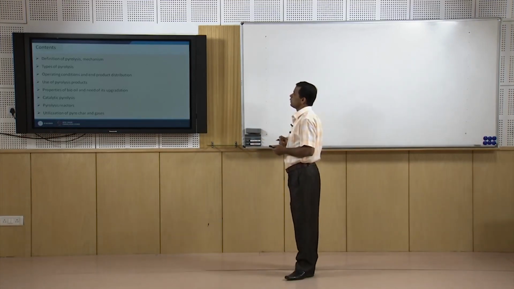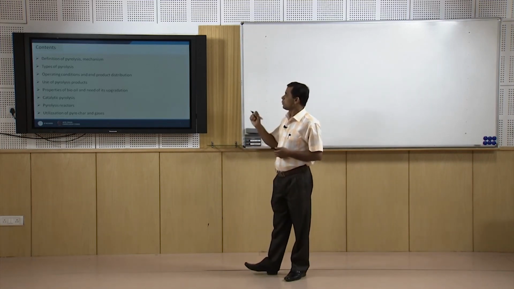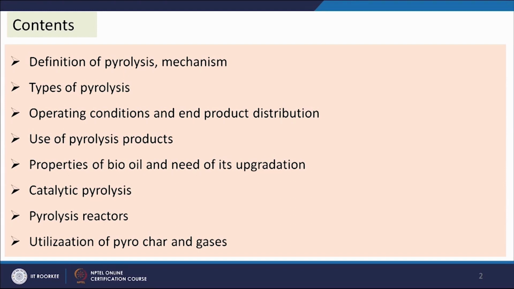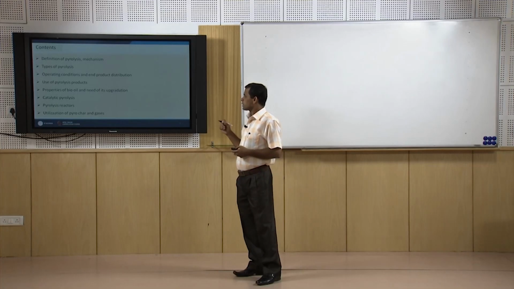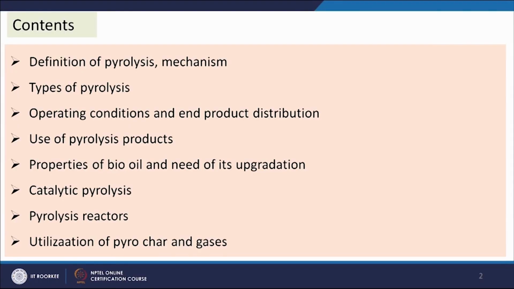In this module, we will discuss the definition of pyrolysis, its mechanism, types of pyrolysis, operating conditions and end product distribution, use of pyrolysis products, properties of bio-oil and the need for its upgradation, catalytic pyrolysis, pyrolysis reactors and utilization of pyrochar and gases. We will divide the discussion into two parts. In the first part, we will discuss from the definition to catalytic pyrolysis, and in the second part we will discuss pyrolysis reactors and utilization of pyrochar and gases.